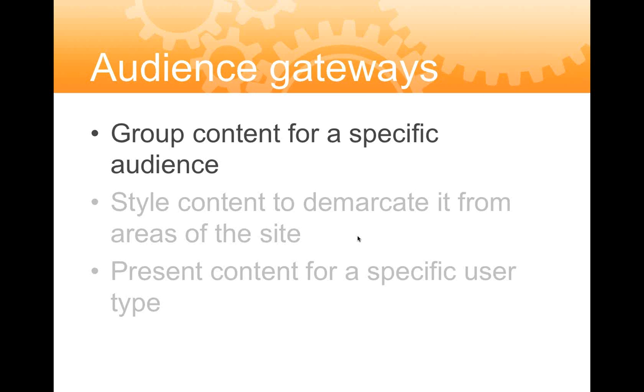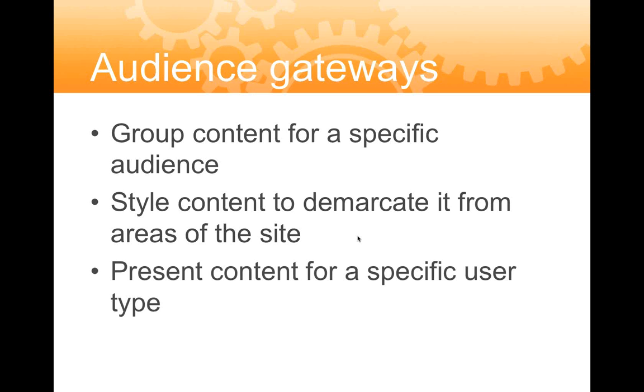So one of the things we can do when we have an audience gateway is to style that content so that it sets it apart from the other areas of the site. That allows a user to know they're on a special page that pertains just to them. And then, of course, we want to present content that's specific to that user type.